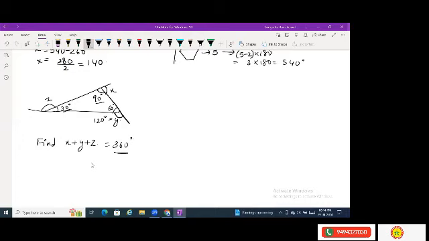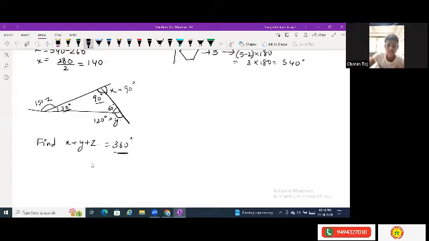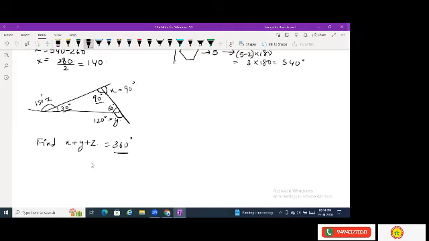Okay, and in the same way you can see here the interior angle is 90. That means the outer angle should also be 90. That again makes a linear pair. Here also you can see it's 30, then the outer angle will be 150, right? 180 minus 30. So they are also forming a linear pair.